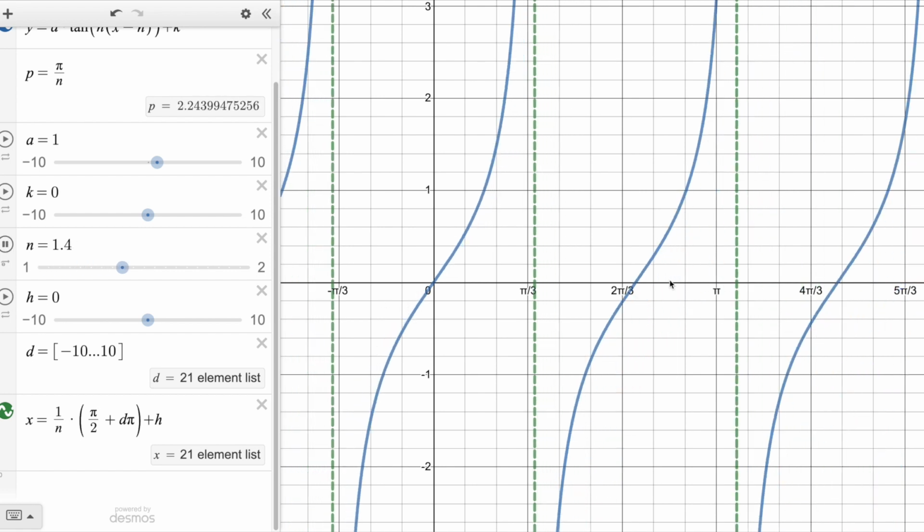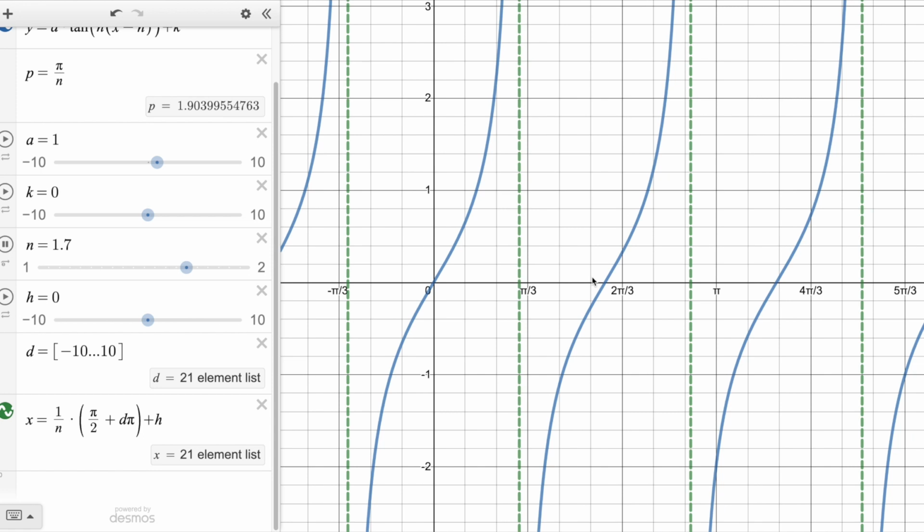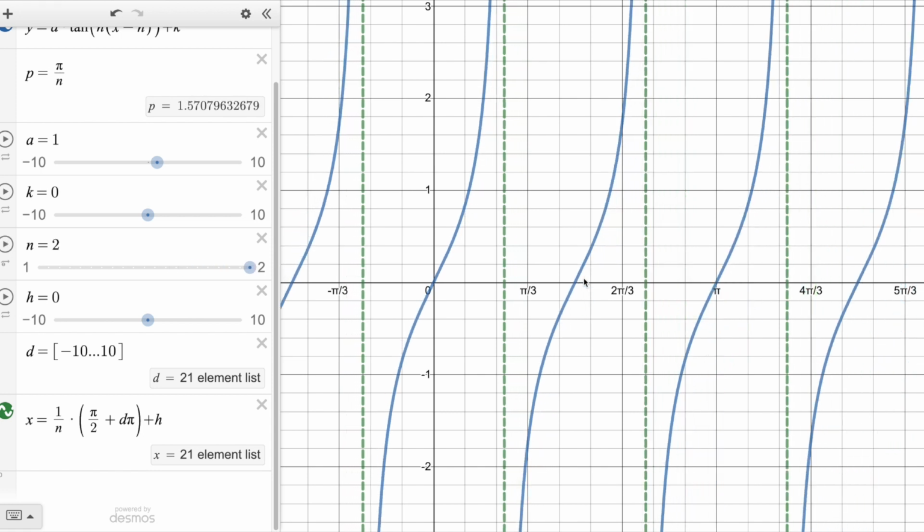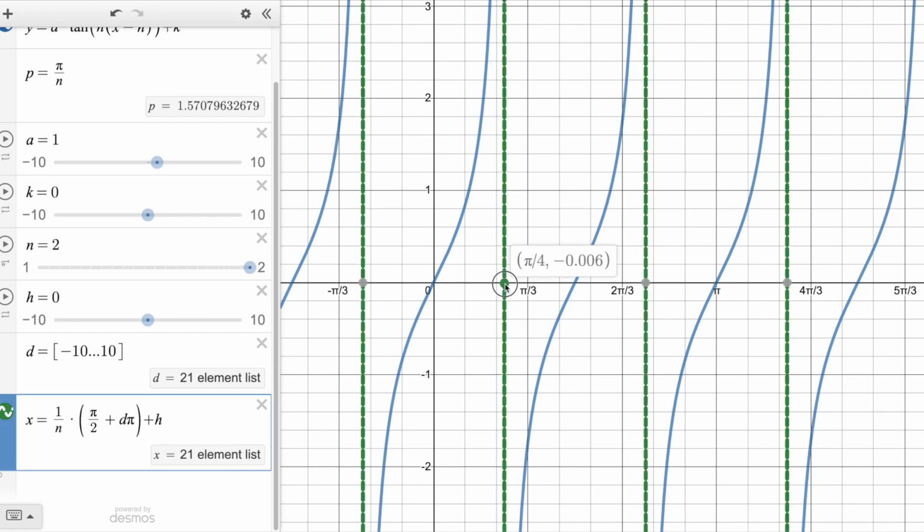see this dilation happen. This is increasing our n value, which is a dilation in the direction of the x-axis of factor a half. The period is halved. This value here is now half of pi, as well as every single asymptote is now half of what it was. You may remember we had asymptotes at pi on 2. We've halved that to get to pi on 4.